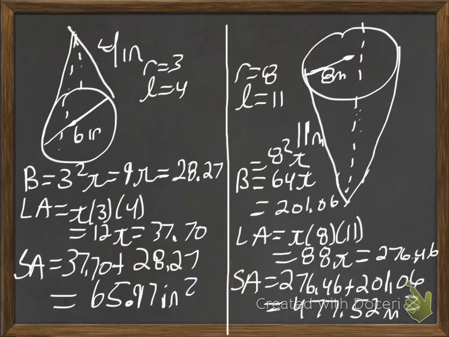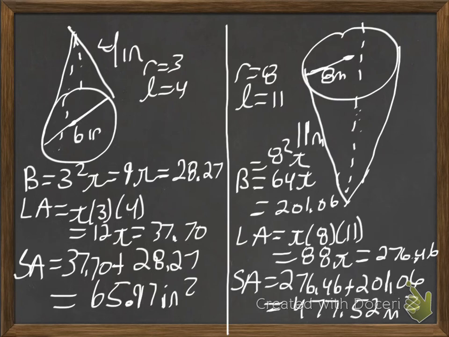All right, so here are our answers. For the first cone on the left, we had a radius of 3. If our diameter is 6 inches, our radius is 3 inches. And I gave you the slant height of 4 inches for L. So base is pi r squared, so 3 squared or 9 pi, which is 28.27. Lateral area is pi r L, so pi times radius of 3 times L, which is 4, equals 12 pi, or 37.70.